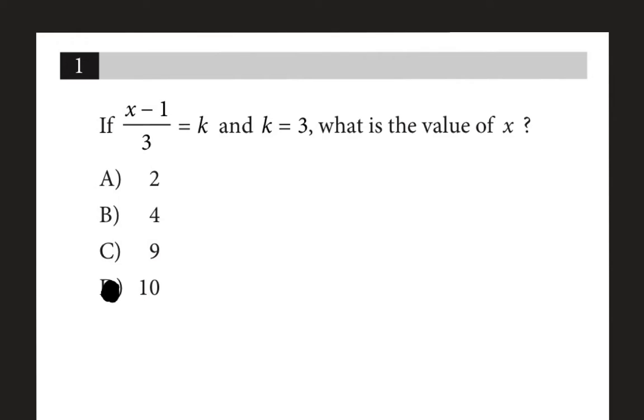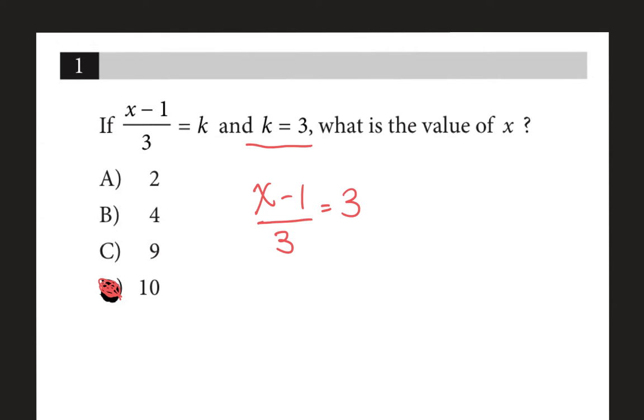So let's begin. And the first question that we're going to hit is this one. It says, if (x minus 1) over 3 equals k and k equals 3, what is the value of x? Right away, guys, I can tell you the answer. I actually already circled it in, and the answer is D. Now, how do I know that? Well, in my head, what is the first thing they're telling you? They're telling you that k is equal to 3. So I rewrite everything, and that's what I did in my head, right?